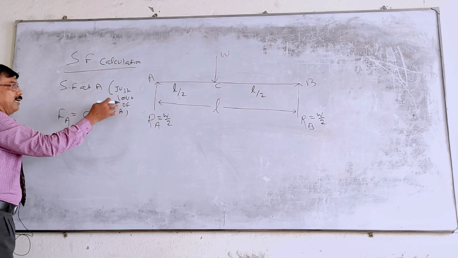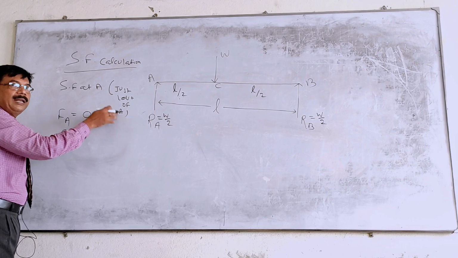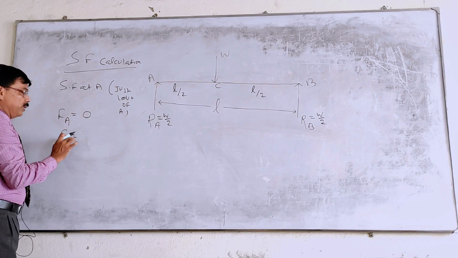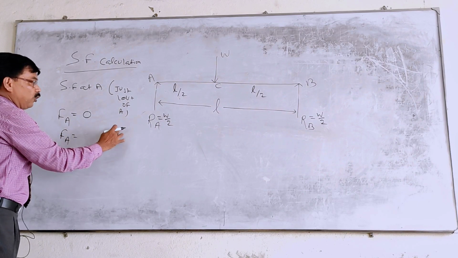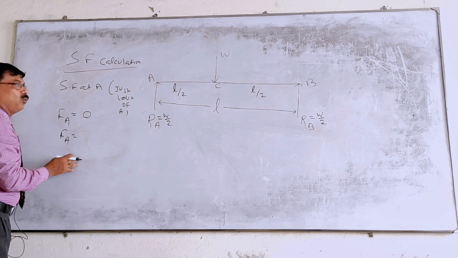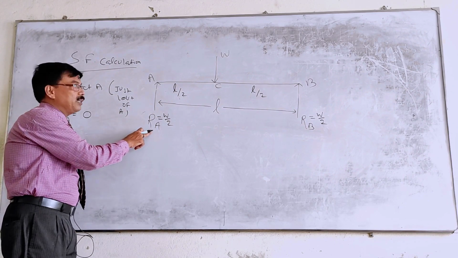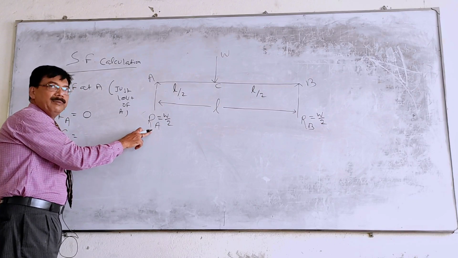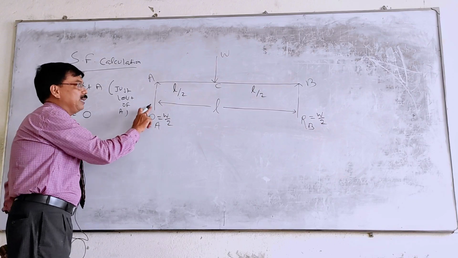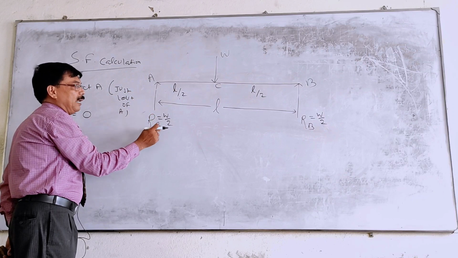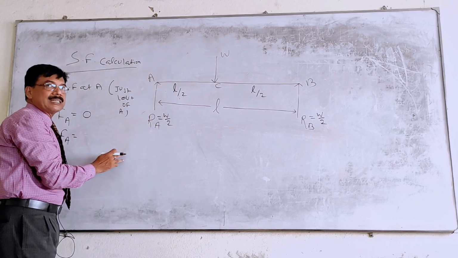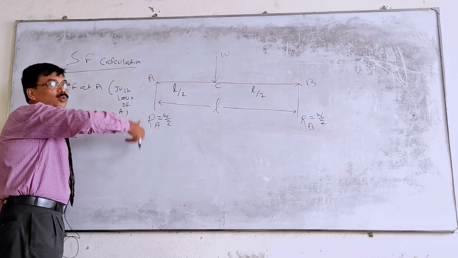Just like left of A, right of A, in this manner. So here FA is equal to right of A, just right of A. The value will be: only one force, that is W by 2, and the beam will shear in the upward direction. The beam will go up because the direction of W by 2 is upward.